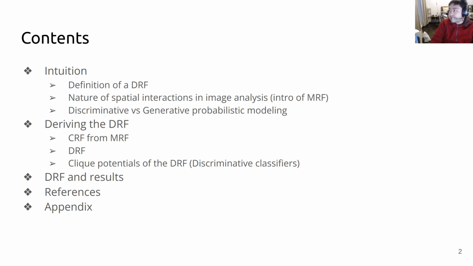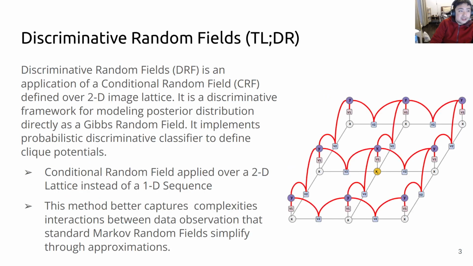Then we'll derive a conditional random field from Markov random fields, and we'll talk a little bit about the model itself and what it means. So just to give everyone an overview of a definition of a discriminative random field, you don't have to memorize it, but just keep it in mind as we go on with the presentation.